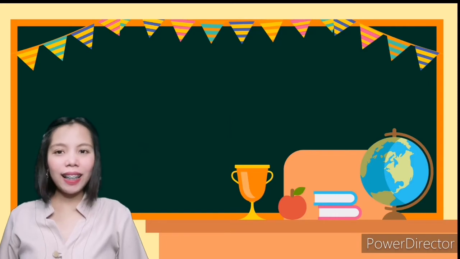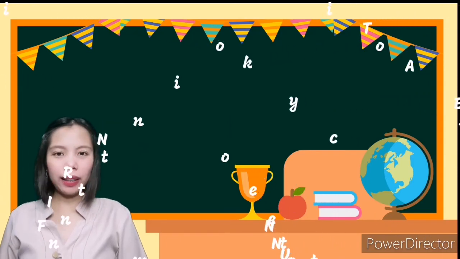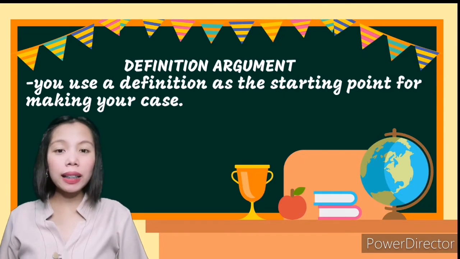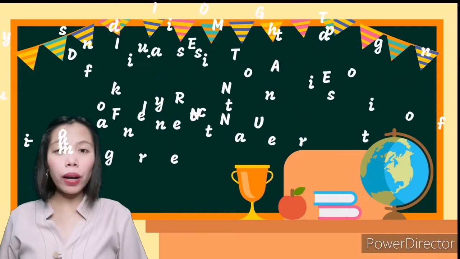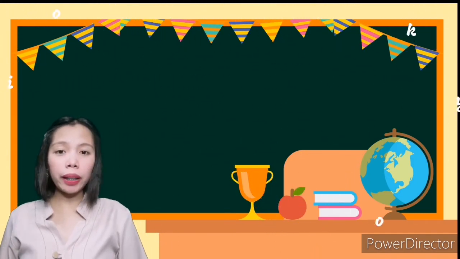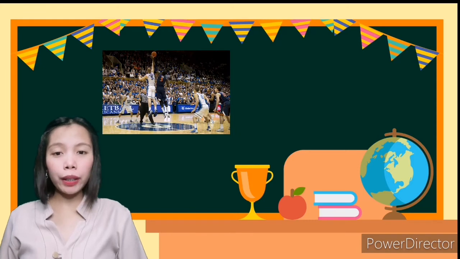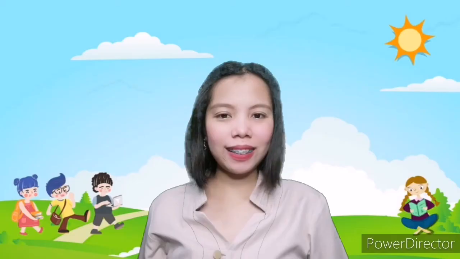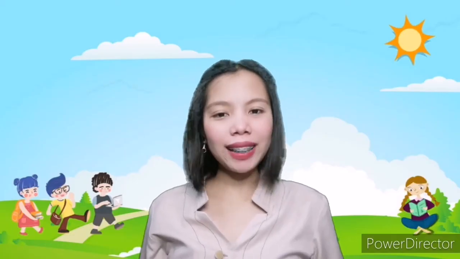And lastly, the definition argument. In this type of argument, you use a definition as the starting point for making your case. For example, in a definition argument, you might argue that NCAA basketball players should be defined as professional players and therefore should be paid.